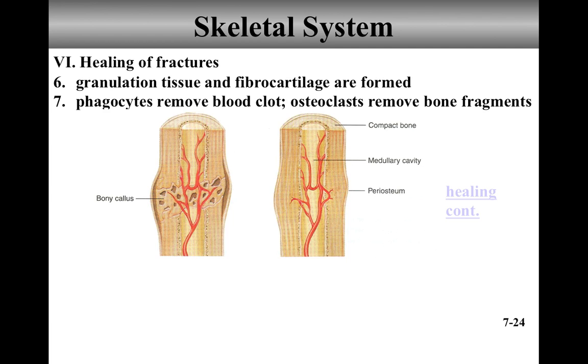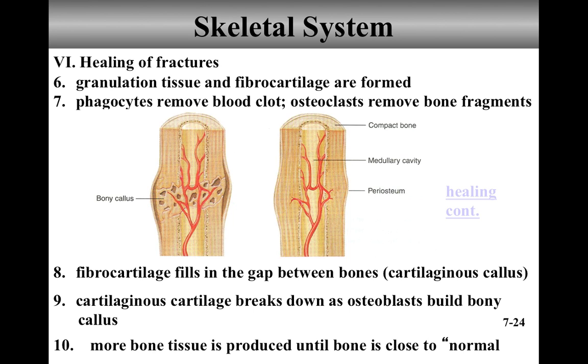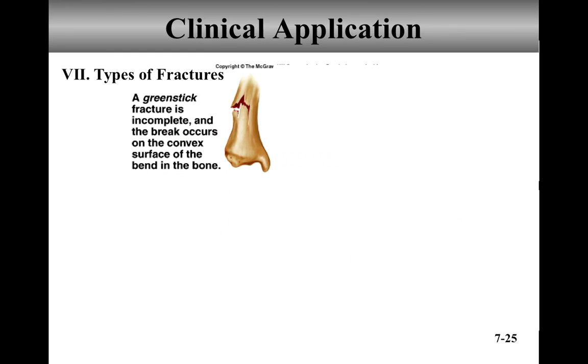And when all that's done, it's healed. It's a done deal. You take the cast off and you can walk around, play baseball, and all that kind of stuff. So fibrocartilage fills in the gaps. Cartilage breaks down as the osteoblasts build bone, and once all the bone's filled in, that's a done deal. So with that, we're going to go over types of fractures, and we're going to call it a day.